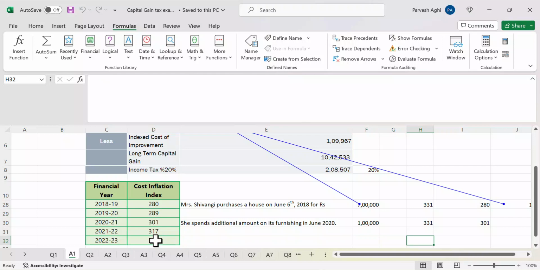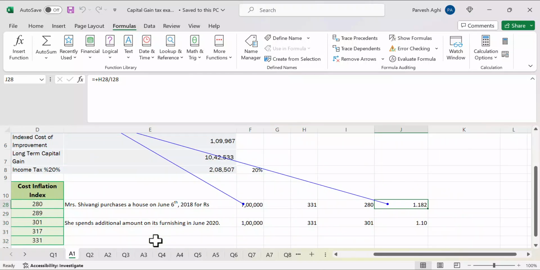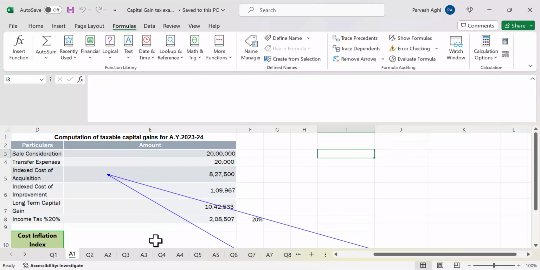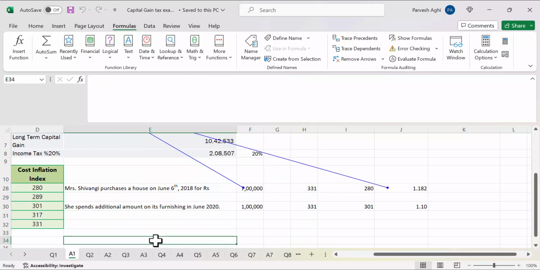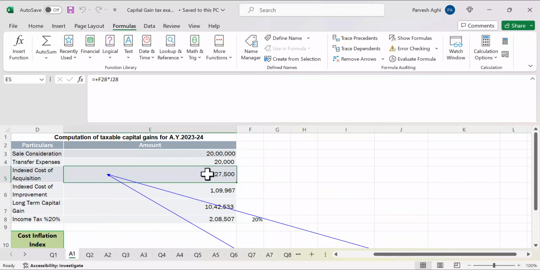Okay, so it is coming here fine. 331 divided by 280 comes to 1.18. So this price, 7 lakhs, multiplied by this 1.18 comes to 8 lakh 27,000.